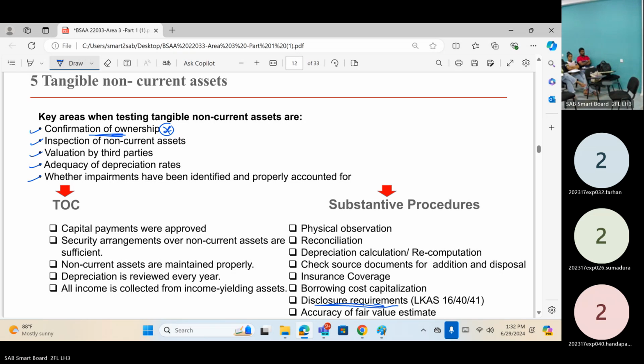Disclosure requirement. These specific standards request many disclosures. Other than that, some other related disclosures or standards also require many disclosures. What are they? Let's say fair value. Syllabus 30 requires many disclosures.